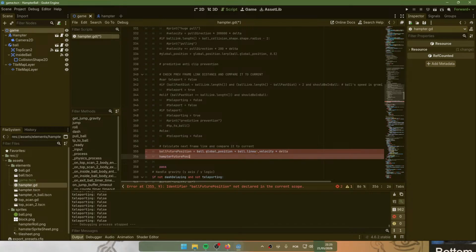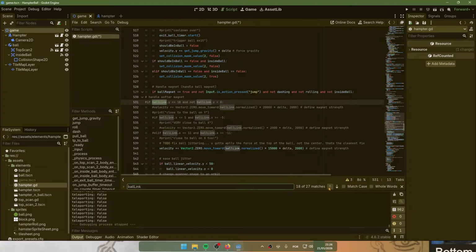Future position equals ball... nope. Equals global position plus linear velocity times delta. Forgot to save. Alright, so this is the future position of Hamter and the ball. So with that in mind, where's the ball link?